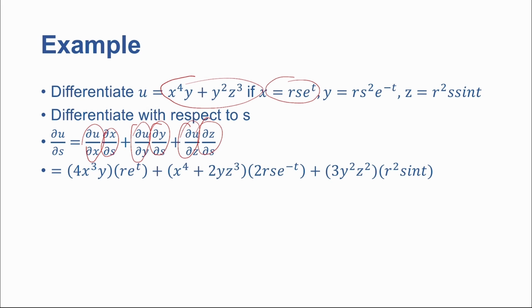Then we differentiate u with respect to y, we get x fourth plus 2yz cubed, and then we multiply that by y derivative with respect to s, and we get 2rs e to the negative t. And finally, we take the derivative of u with respect to z, that gives us 3y squared z squared times derivative of z with respect to s, which is r squared sine of t.